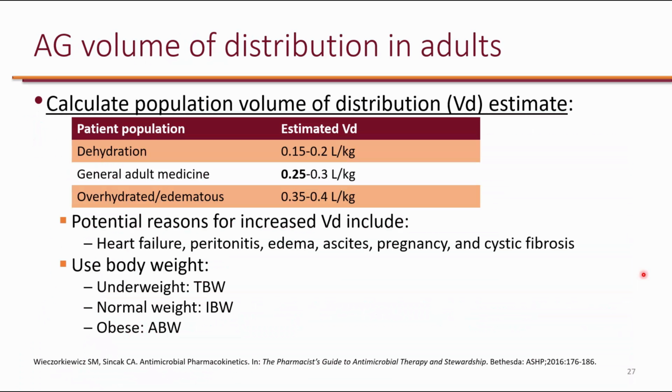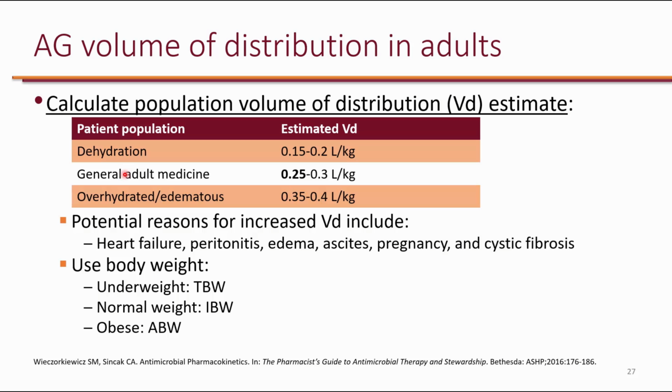Once you assess the patient's body weight and creatinine clearance, the next step is to calculate population volume of distribution. And by population, we mean that these numbers are derived from population studies. So these are actually an estimate of what it would be in your patient. Because aminoglycosides are hydrophilic, they distribute primarily in the extracellular fluid. So fluid status is extremely important.